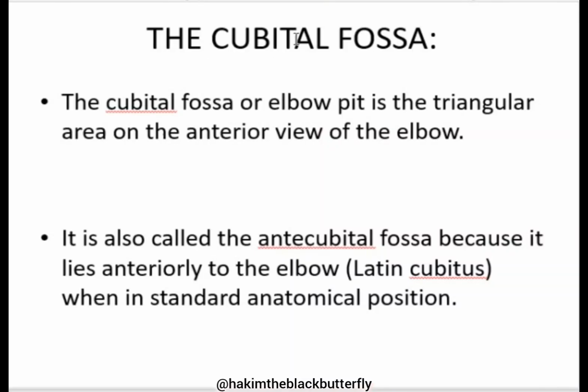Let's look at the region known as the cubital fossa. The cubital fossa, the other name is known as the elbow pit. It is a triangular depression on the anterior aspect of the elbow joint. So that triangular depression on the anterior aspect of the elbow joint is known as the cubital fossa.